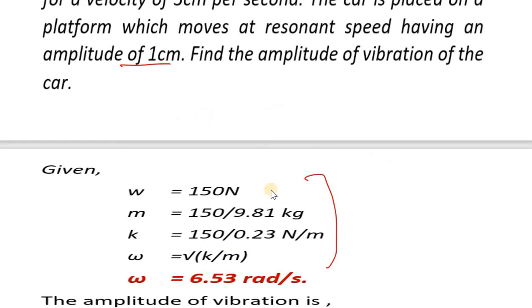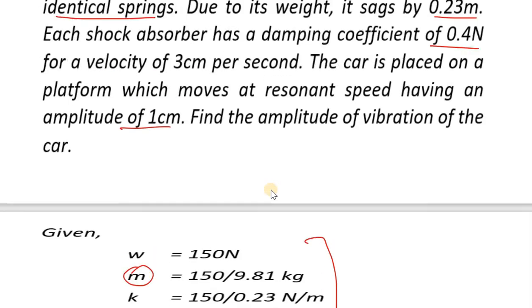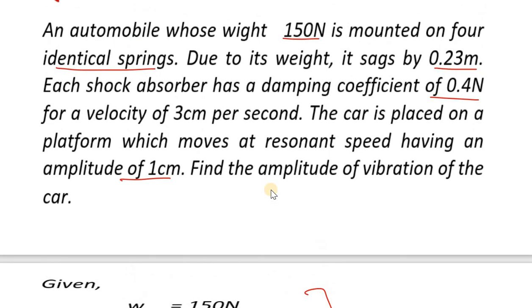Now here, what are the terms? W is given as 150 Newton, so I can find out M, it is equal to 150 by 9.82. And what is K? Here you can see, K is equal to force by displacement. So you can read here: when a force of 150 Newton is applied, what is the displacement? Sags means it is the displacement. It is 0.23.